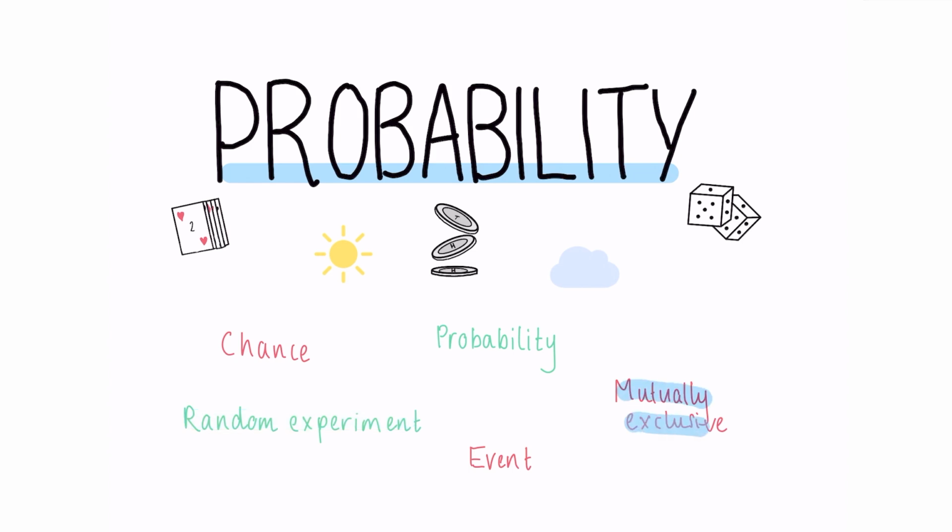Mutually exclusive is the property of multiple events that cannot happen at the same time. For example, selecting a card that is both hearts and diamonds in a game of cards. And finally, what is probability? Well, probability is simply the chance that a specific result or event will occur.